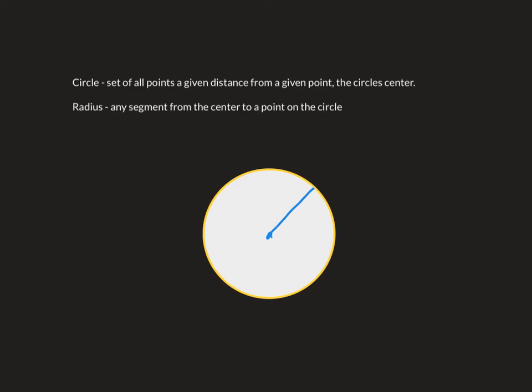To name a circle, we name it with the center point. So let's say this is C. So this would be circle C, right? So the notation for circle is just a circle with a dot in the middle. And then the radius is just a segment. So the radius is segment CB.